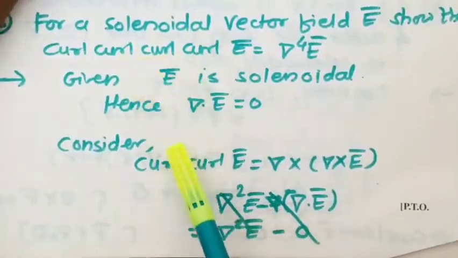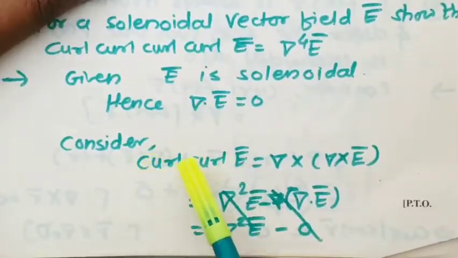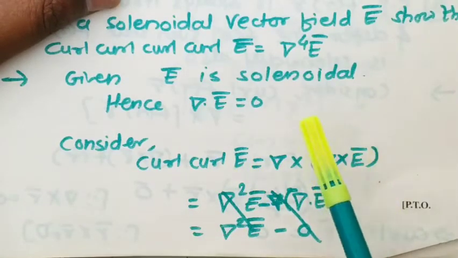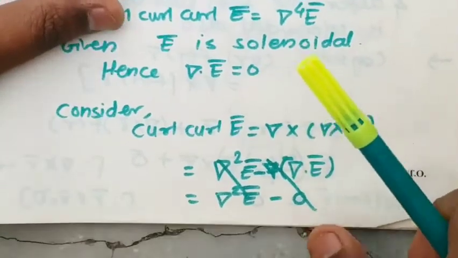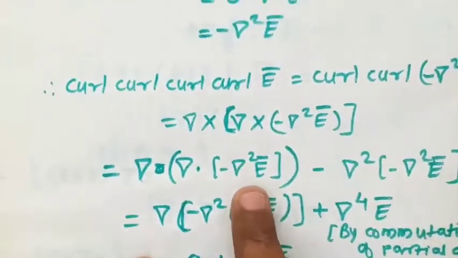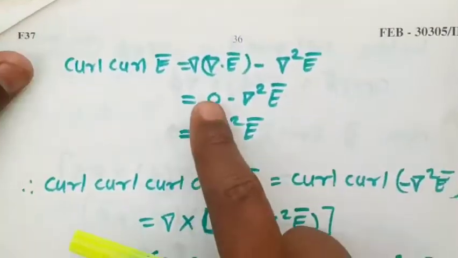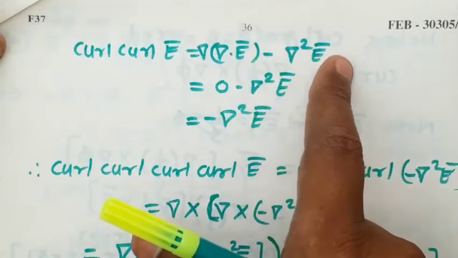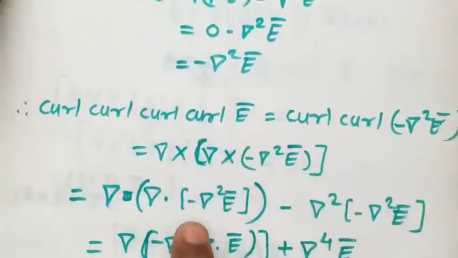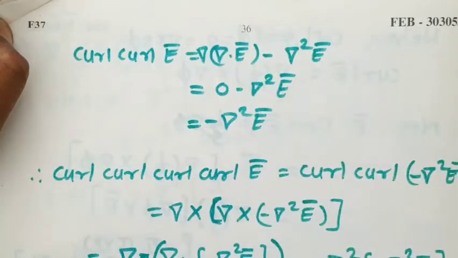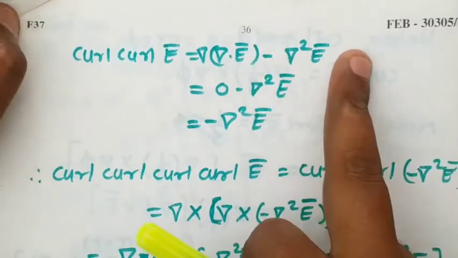Now out of this 4 curl, 2 curls I am going to determine. Curl of E bar, double curl, that is del cross del cross E bar. This result also we have in the identities. We can obtain it using the vector triple product definition: curl of curl of E bar is del of del dot E bar minus del square E bar. The first dot third into second minus first dot second, that del dot del is del square E bar.